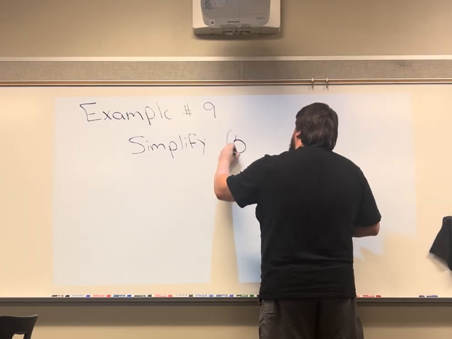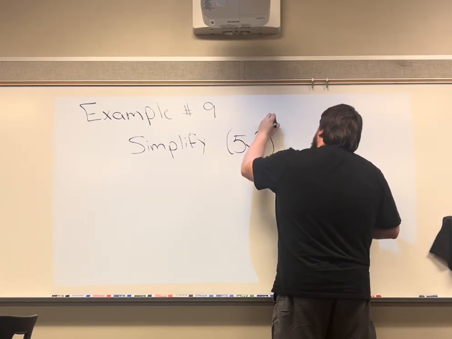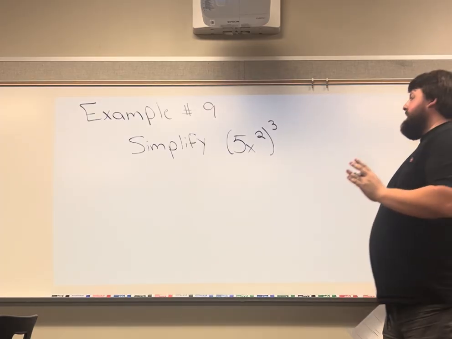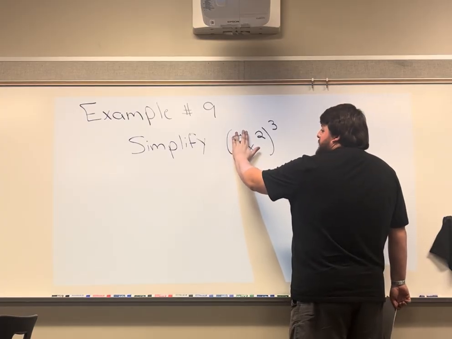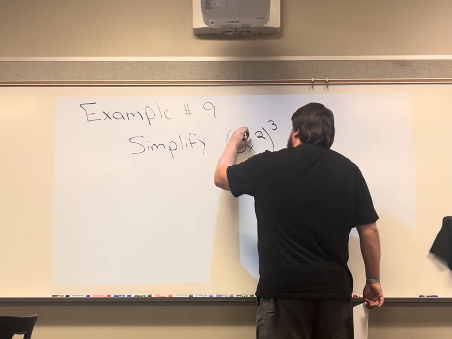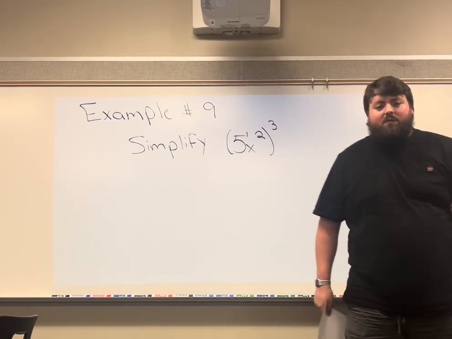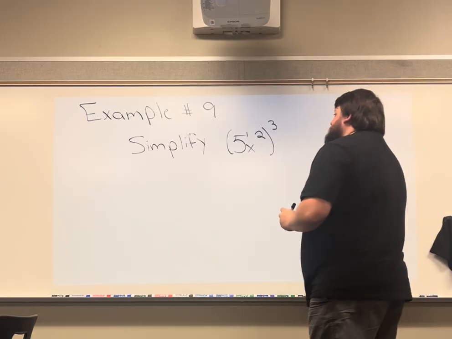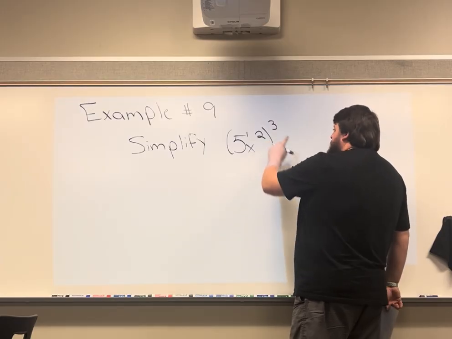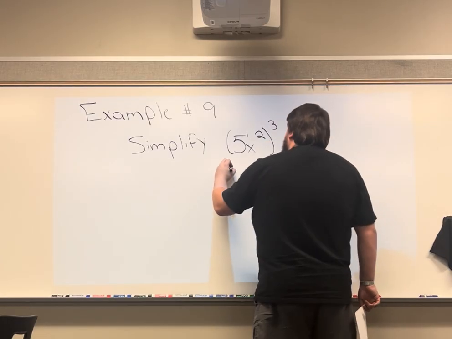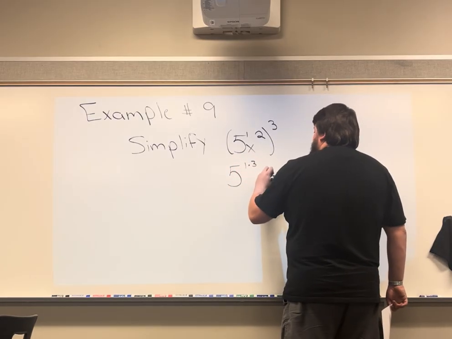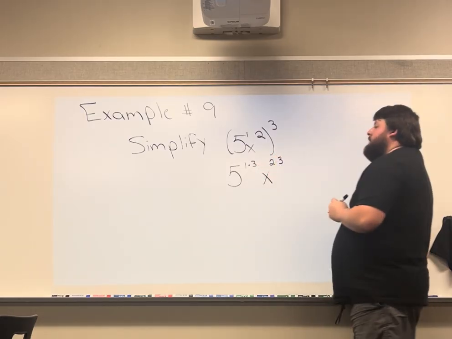So, example 9. We have the quantity 5x squared to the 3rd power. Now, if this were x squared to the 3rd, I think that we'd be good. But we have that 5 in front of it. Now remember, that 5 has a hidden exponent of 1, because there's only one factor of 5 there. So I have to take 5 to the 1st to the 3rd, as well as x squared to the 3rd. So I take 5 to the 1 times 3 times x to the 2 times 3.